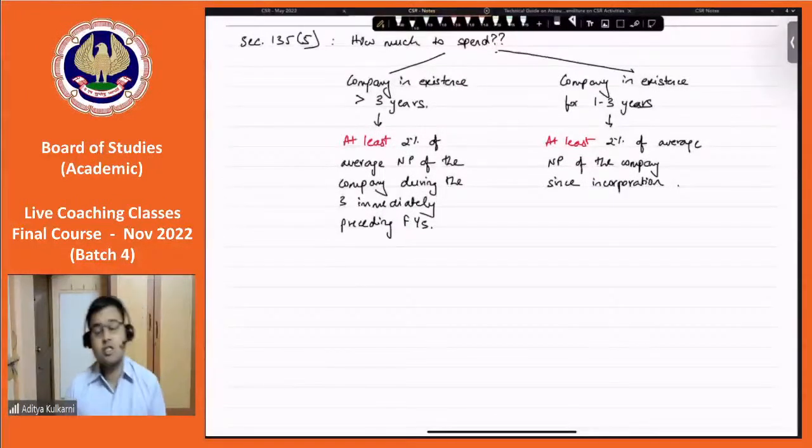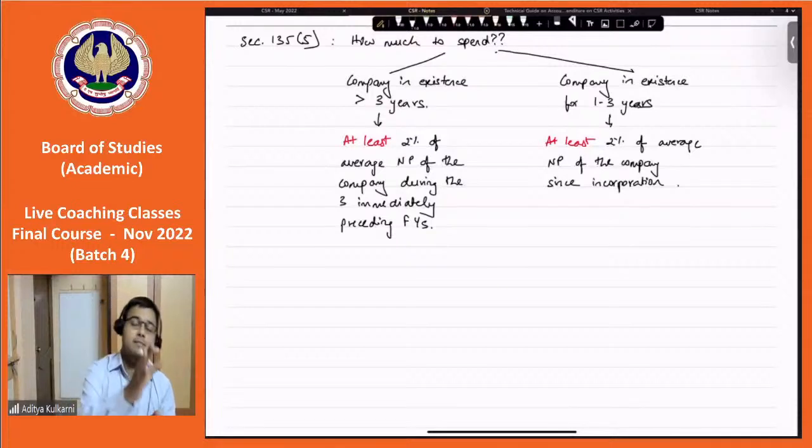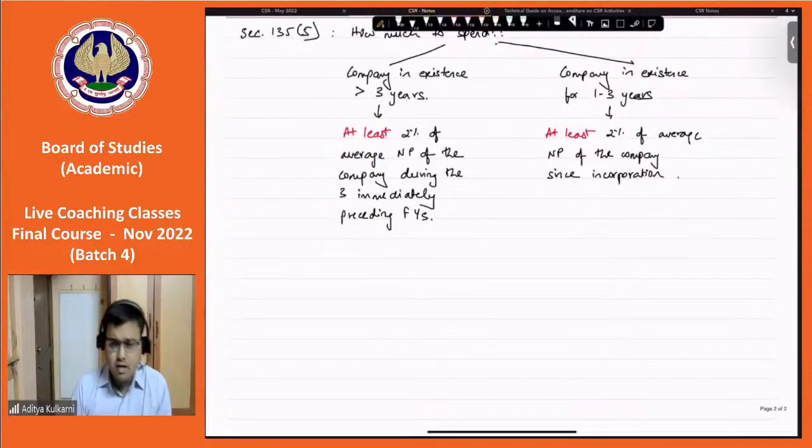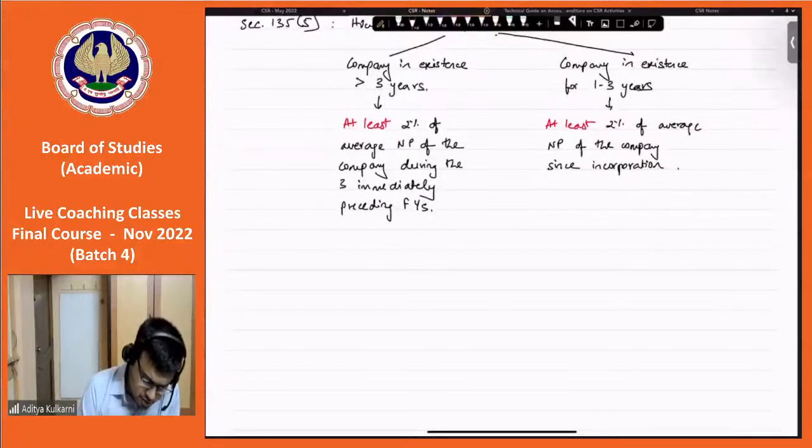Okay, so suppose it is the first year of the company, suppose it is the first year of incorporation. So will you check? Look at the applicability. 135(1) is applicable if you have met the indicators in the immediately preceding financial year. Now for a newly incorporated company, immediately preceding financial year mein to there were no indicators, and therefore CSR will not be applicable to newly formulated, newly incorporated companies. Okay, so you can write the conclusion.